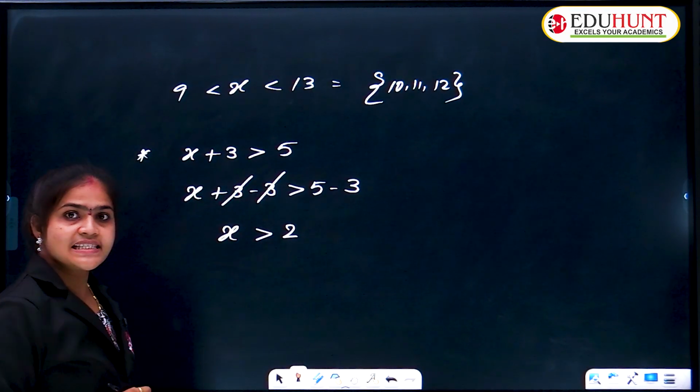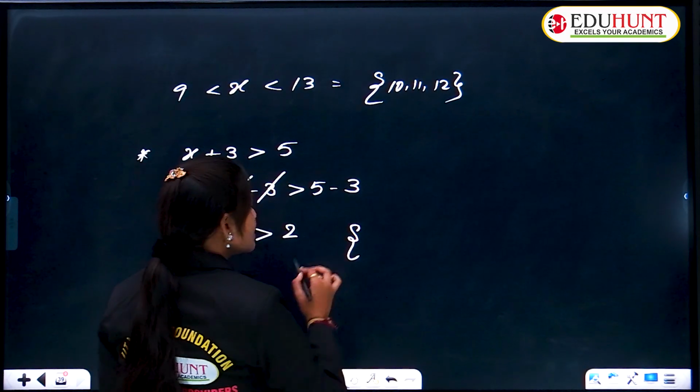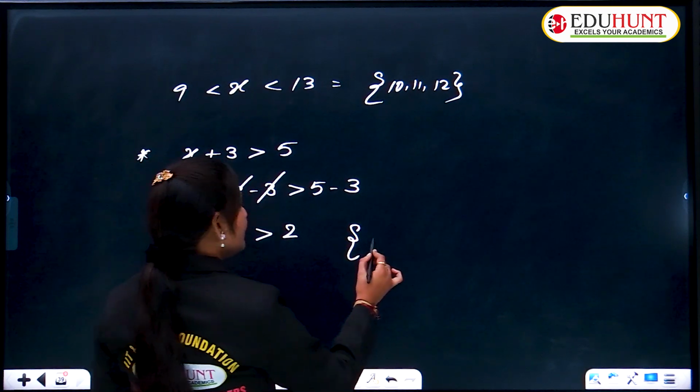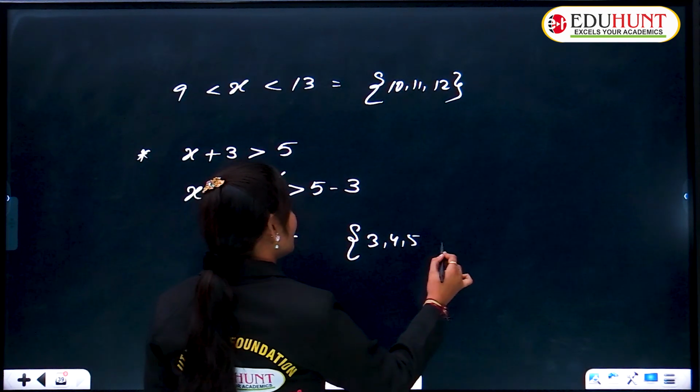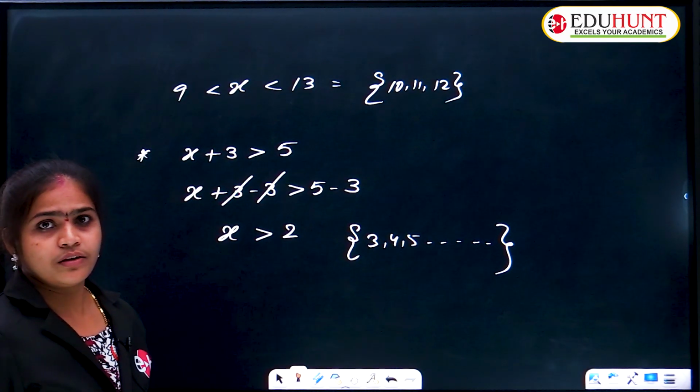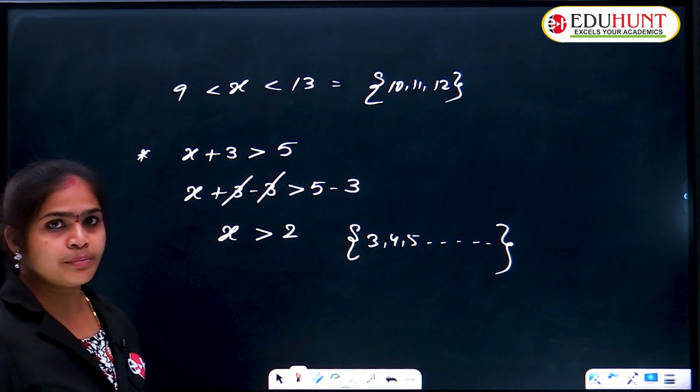Which means what we can say here, in that set of numbers, what numbers can we write? x greater than 2. Greater than 2 means 3, 4, 5 and so on. You can take any number but greater than 2. Okay, from 3 onwards you can choose any number.